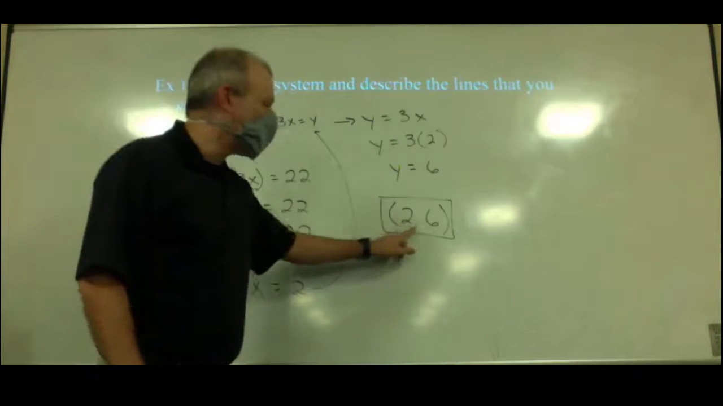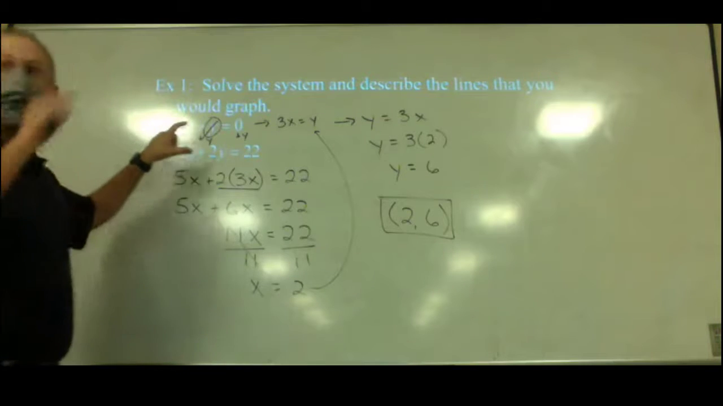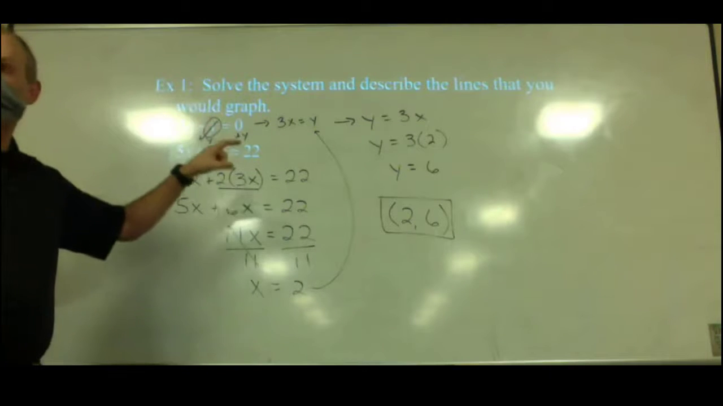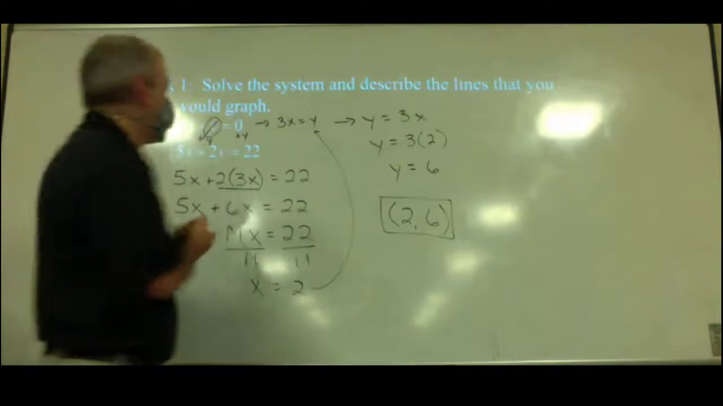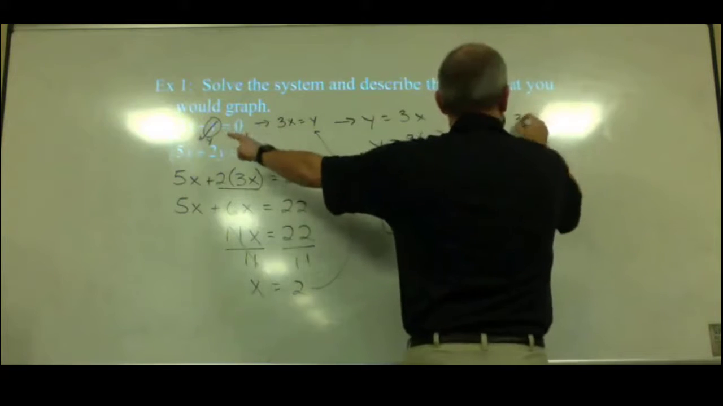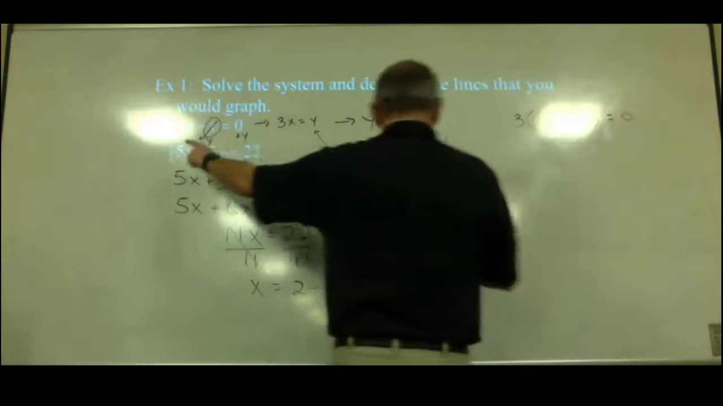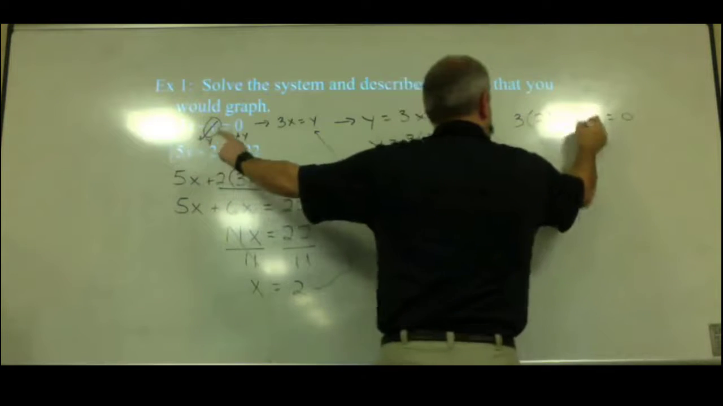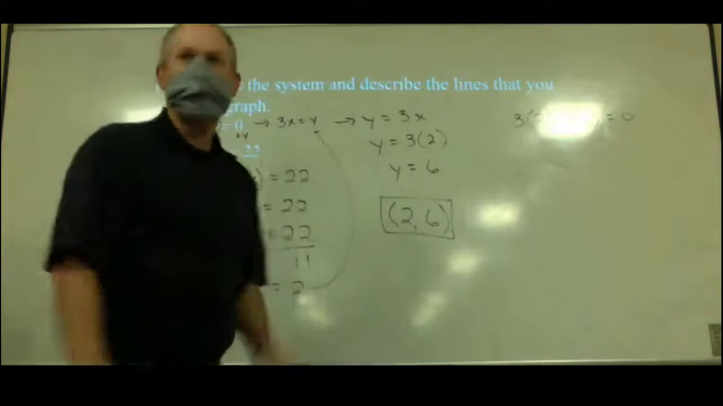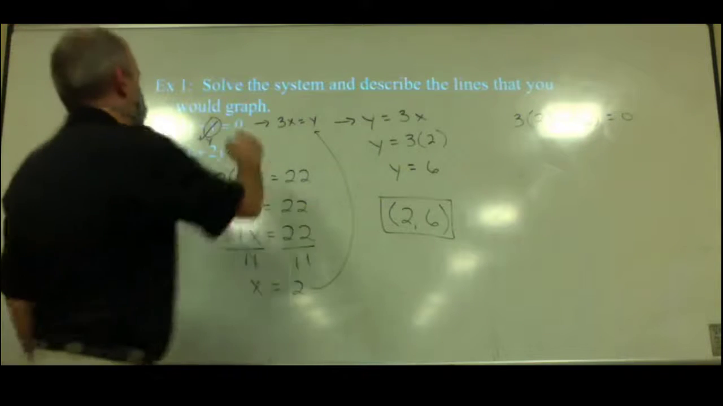When I take this x and this y value, if I plug it back into both of these, it should make them both true. Okay, I'm not going to check everyone, but let's check this one just to show that. So our first equation, 3x minus y is supposed to equal 0. We've got 3 times 2 minus y, which is 6. Is that a true statement? Yeah, 6 minus 6 is 0. So this one works out.